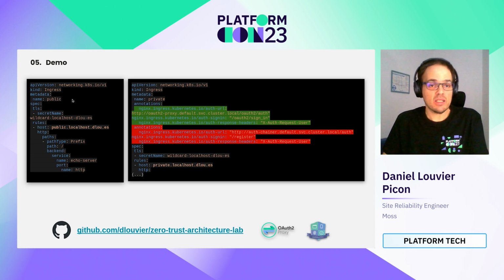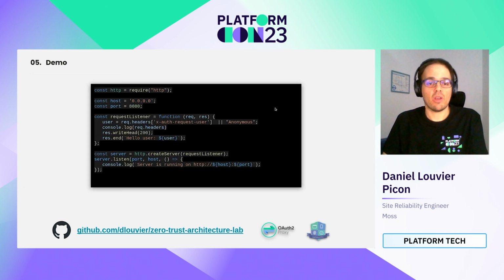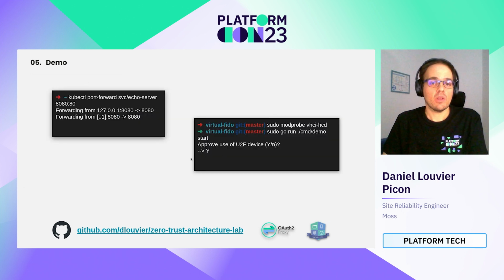Through the demo, you are going to see this code. This is the configuration for the public ingress, and here you will see the configuration for the private ingress. I'm going to be changing these lines, this annotation here, just in order to configure the identity-aware proxy or the context-aware proxy. This is the code for the echo server, and this is the command that I'm also going to be running to create the port forward. And as I don't have a physical FIDO2 key, I'm going to be using an emulator for this.